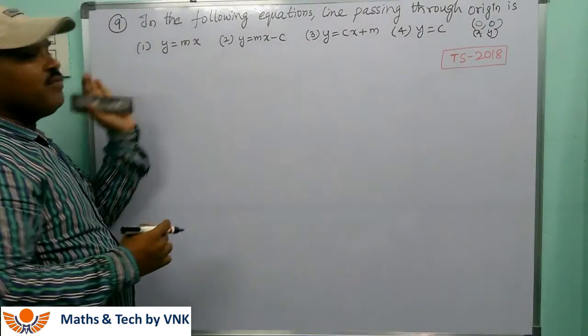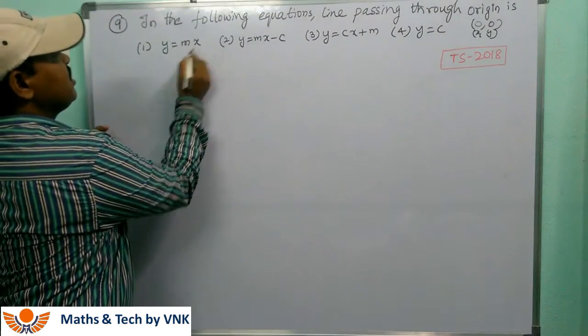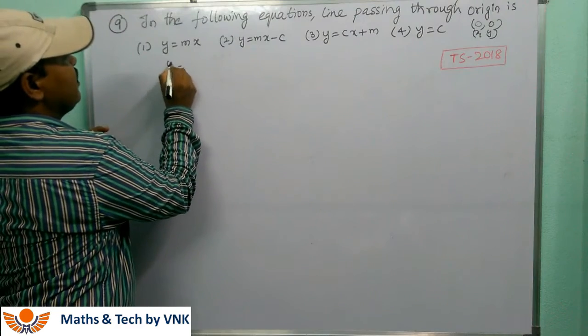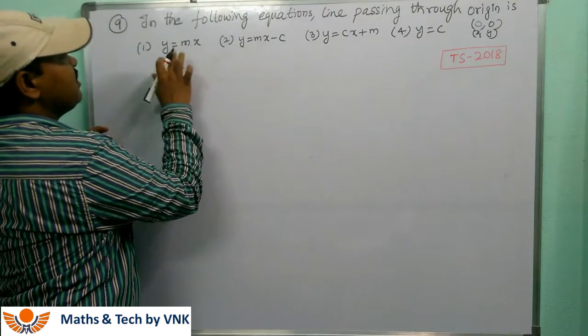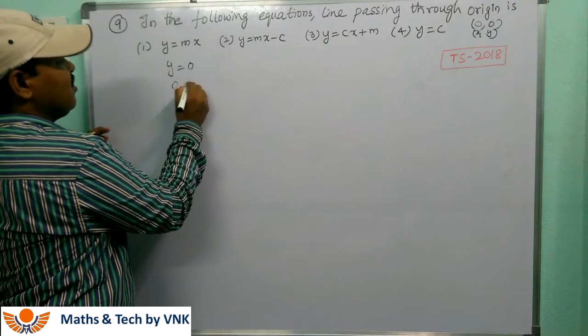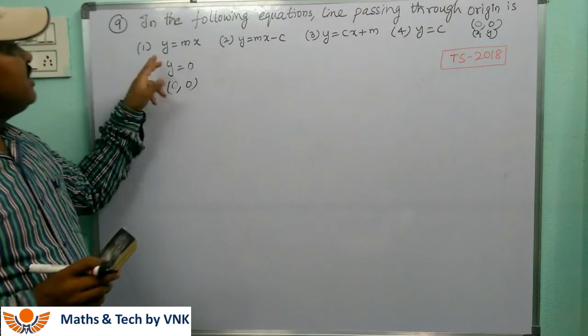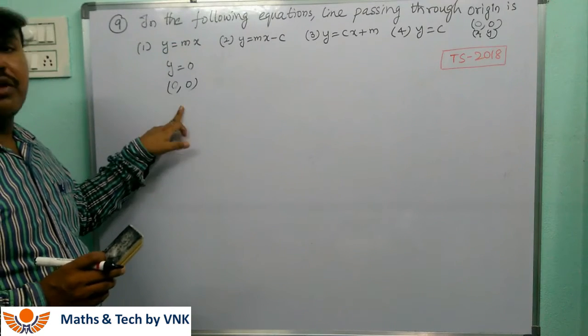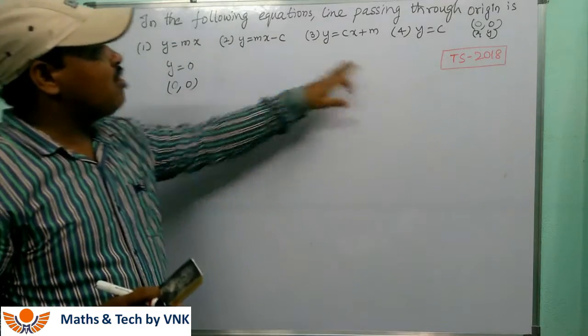So substitute in the first option. So x is equal to 0, then y is equal to m into x. x is equal to 0 is nothing but m into 0, which is 0. So this is satisfying. So x is equal to 0, y is also 0. So this y is equal to mx is passing through the origin. Now check the remaining options also.